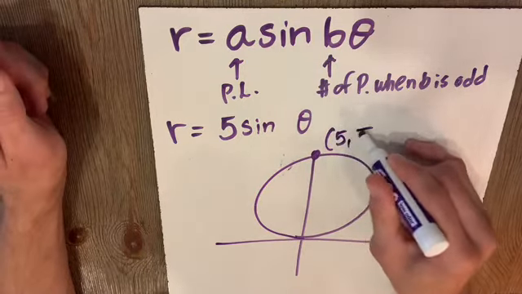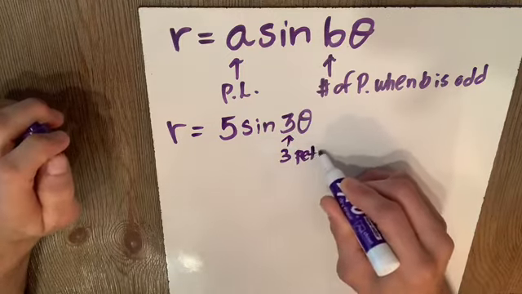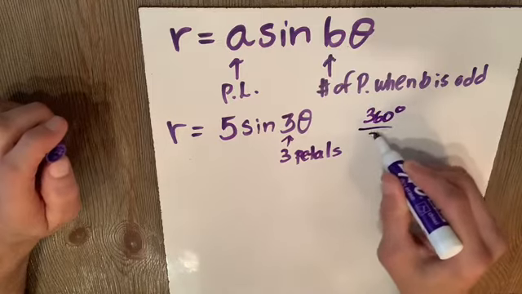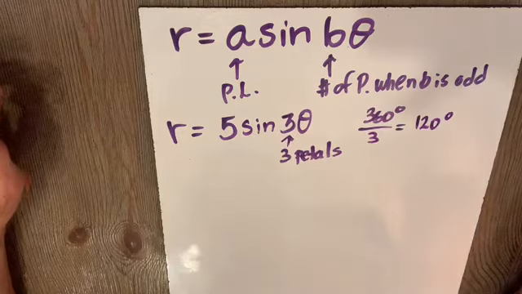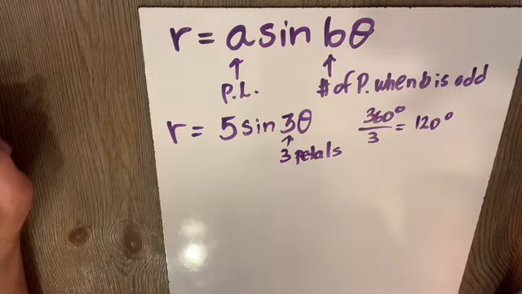Let's now consider a rose with 3 petals. Remember, this is the number of petals. So this is 3 petals. And we know 360 divided by 3. They're almost like magnets repelling each other. They want to be as far away from each other as they possibly can be. Now here comes the tricky part.